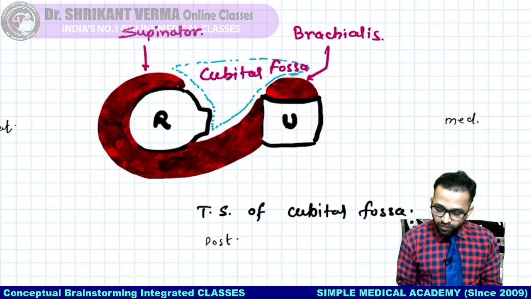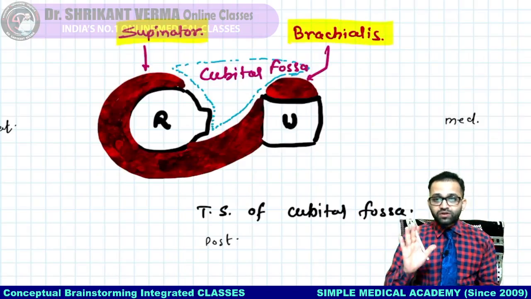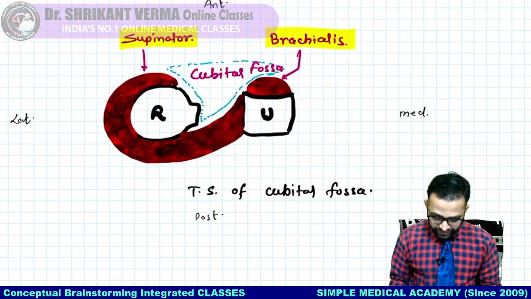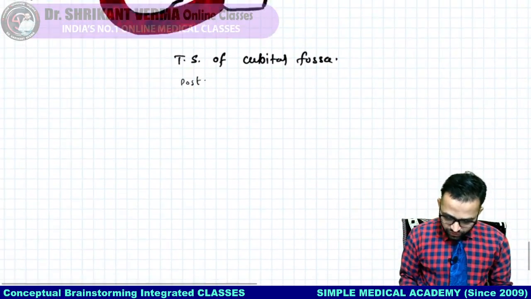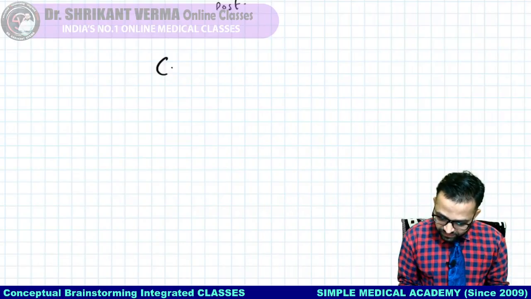So the floor is formed by supinator and brachialis. Only this simple fact you have to remember. Fine. So after this we are going to look for the contents.